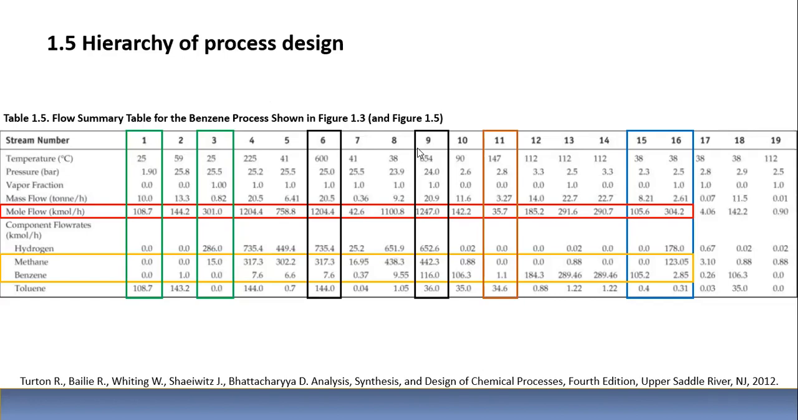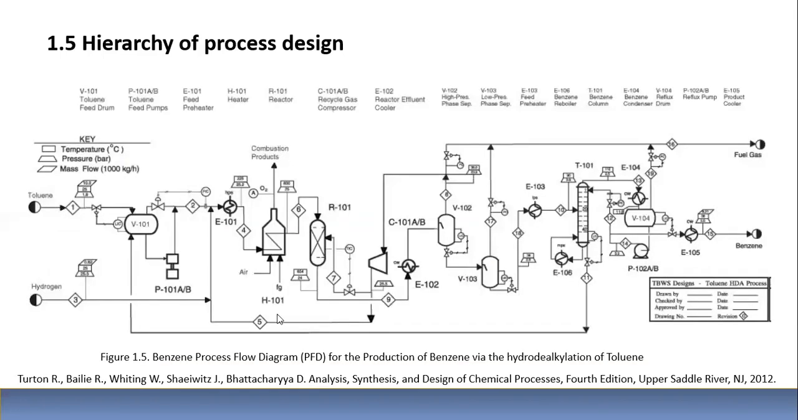Now we see in black streams 6 and 9. We see in brown stream 11. We see streams 15 and 16 in blue. And we see streams 1 and 3 in green. So what does all this mean? Stream 6 is the one going to the reactor. Stream 9 is the one coming from the reactor.